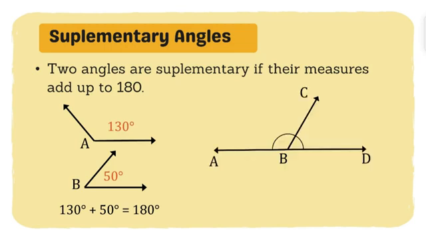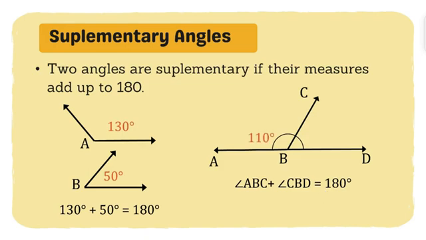Alright? Another example. Okay, here, as you can see, we have angle ABC and angle CBD. Alright, this angle plus this angle, it will be 180 because 180 forms a straight line. Okay? So this is an example of a supplementary angle. So pwedeng magkatabi, pwedeng magkahiwalay, katulad din sa complementary angles kanina. Okay, so we can say that angle ABC plus angle CBD is equal to 180 degrees.